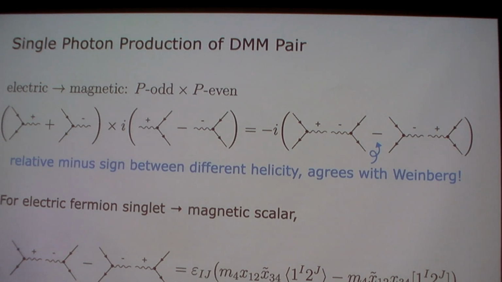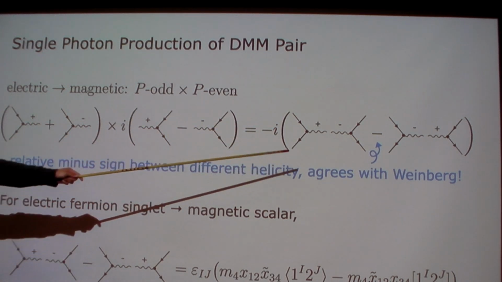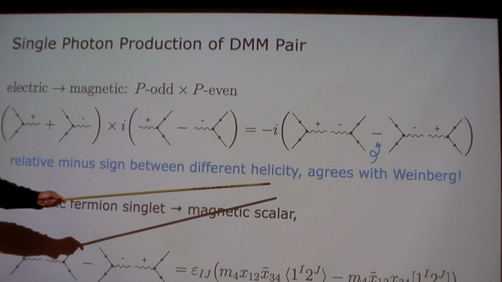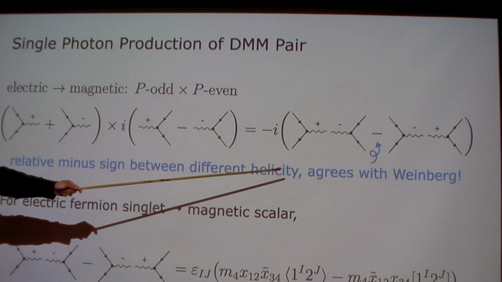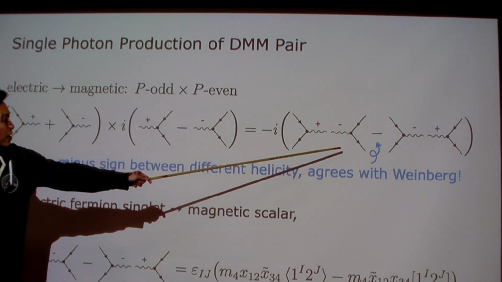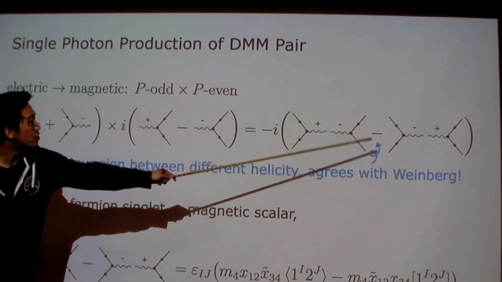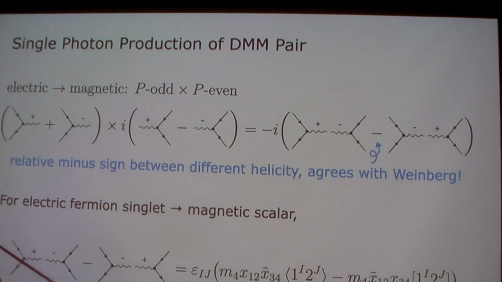Alright, so as I said, for electric to magnetic, you want to glue parity odd 3-point amplitude with parity even. And that gives you this minus sign for the first term and positive sign for the second term, which I factor out the overall minus sign. You see, it's kind of like what Weber said. If you have magnetic particle here, then compared to electric amplitude, different helicity just gives you a sign swap. So this agrees with what Weber says.